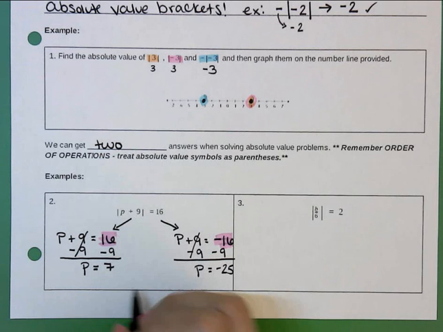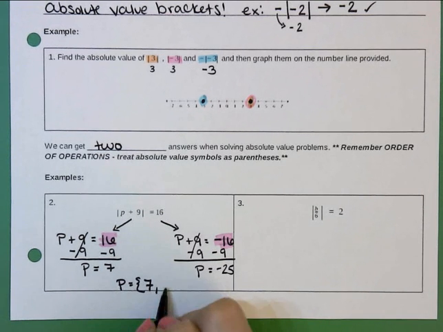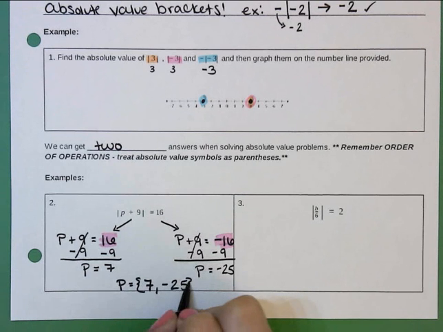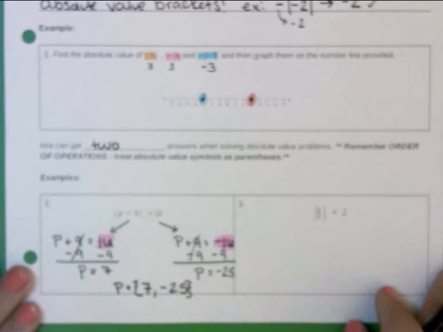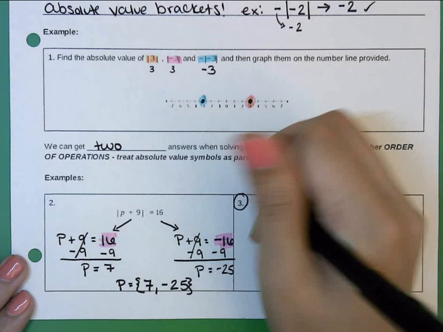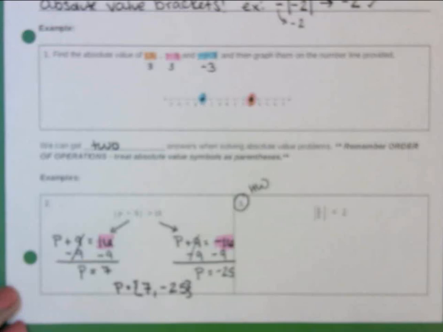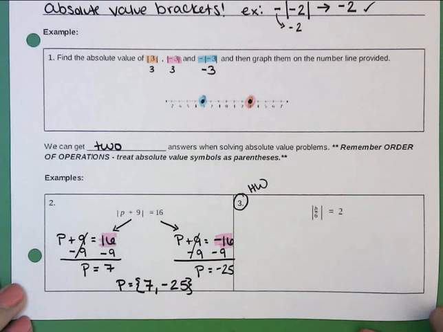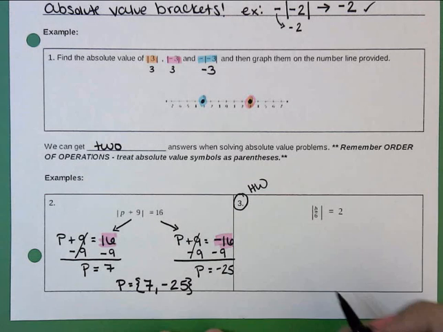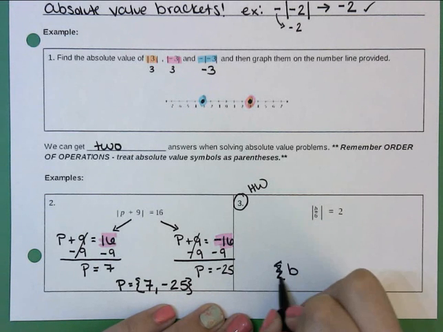So I'd like you to try this next problem for homework. Stop the video now and take a minute and try that. When you do this, you should have that b is going to equal 12 and negative 12. I want to see the work for you to be able to get that, and we'll go over it tomorrow if you have any questions.